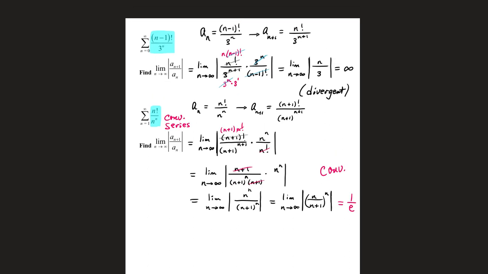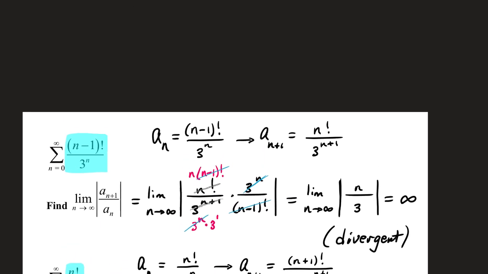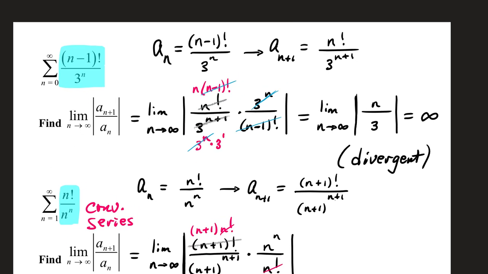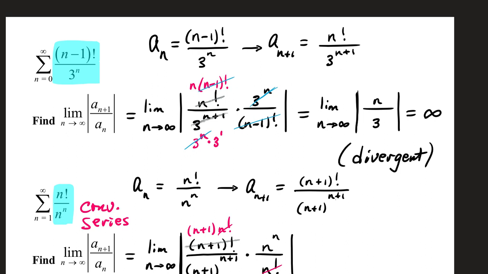Our second example. We'll have another example. The series is the sum from 0 to infinity of (n minus 1) factorial over 3 to the n power. Our a sub n term is highlighted. When we go to write our a sub n plus 1, we have n plus 1 minus 1, that's n factorial, and 3 to the n plus 1. So be careful with that numerator. N plus 1 minus 1 is just n.